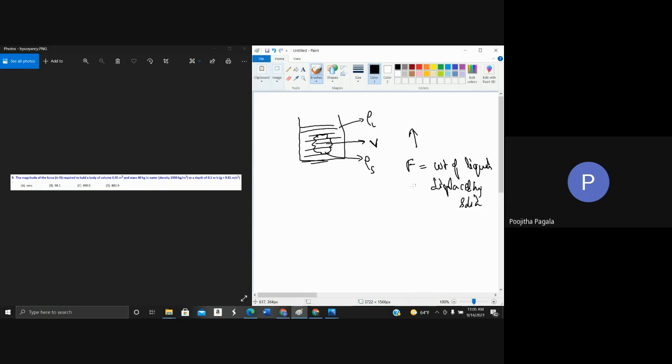So F is equal to the weight of the liquid displaced by the solid, which is going to be rho L into V into G. This is the buoyant force acting. In which direction does this force act? It always pushes the body upward. Now try to answer this problem. I'll give you 2 minutes.